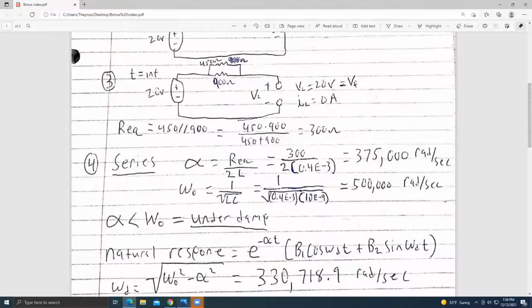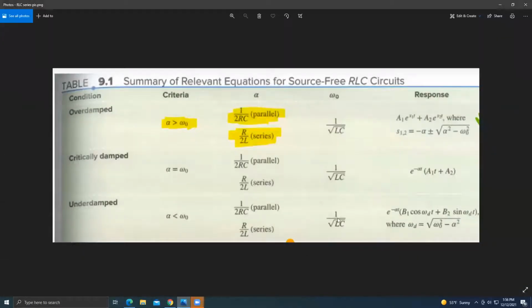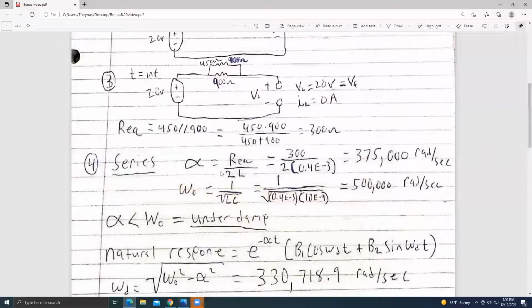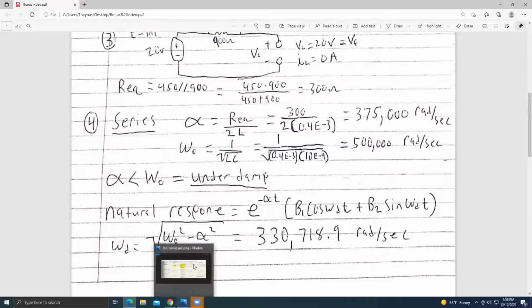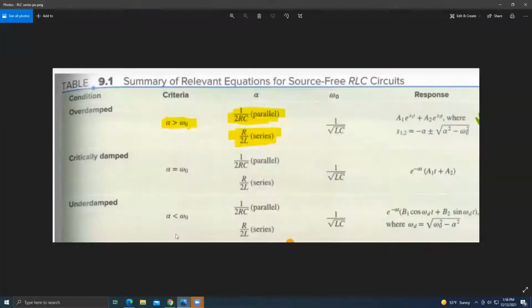All right, well, going back to table 9.1, our omega naught is going to be 1 over the square root of LC. So 1 over the square root of LC is equal to 1 over the square root of 0.4 e minus 3 times 10 e minus 9, as this is nanofarads. Solving, our omega naught is equal to 500,000 rads per second. All right, well, let's look at this. Our alpha is less than omega naught, which as we can see here in our table 9.1 means that our circuit is in fact underdamped.